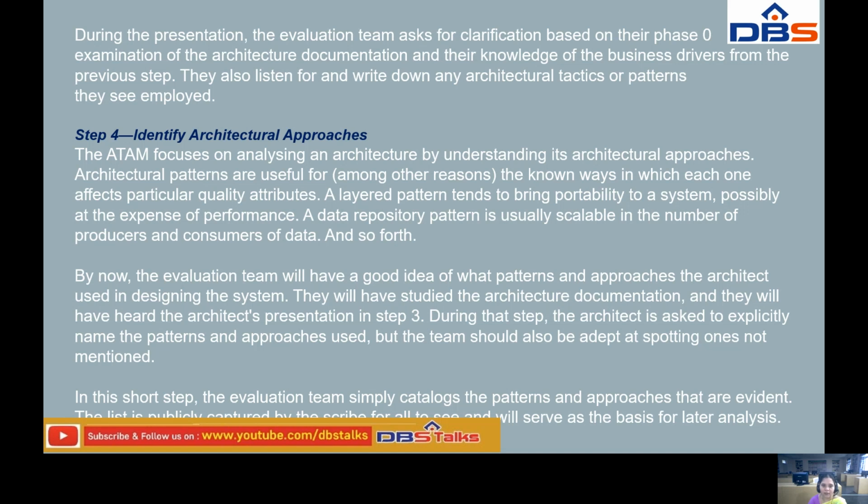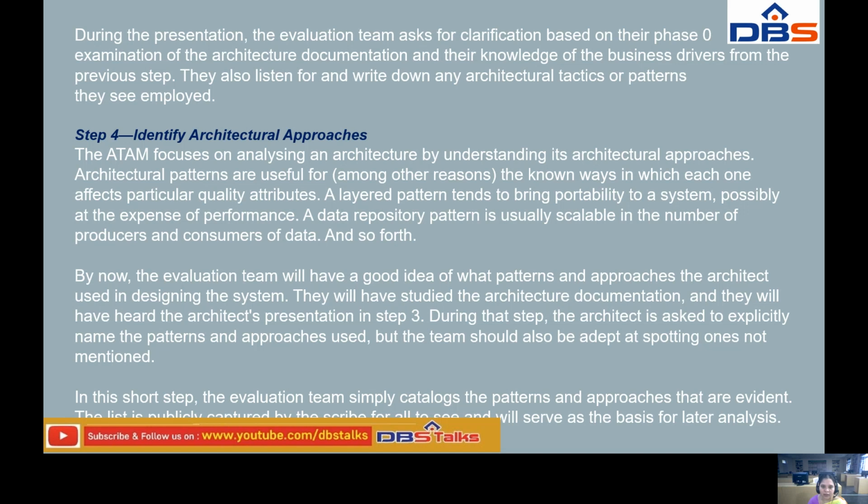They also listen for and write down any architectural tactics or patterns they see employed. The fourth step is to identify architectural approaches. The ATAM focuses on analyzing an architecture by understanding its architectural approaches. The architectural patterns are useful for the known ways in which each one affects particular quality attributes. According to these patterns, they will mostly affect the quality attributes.